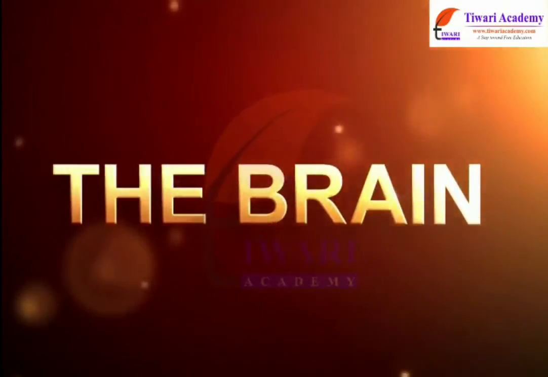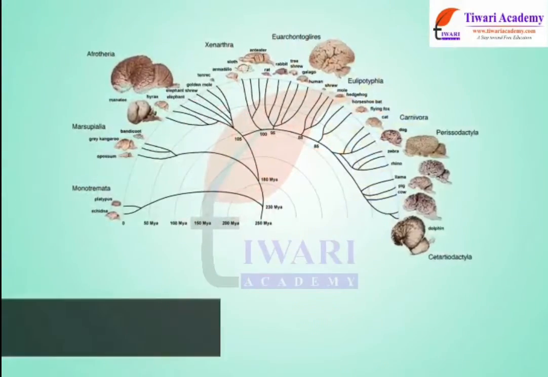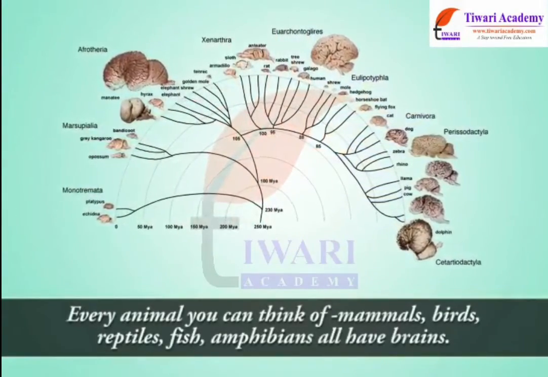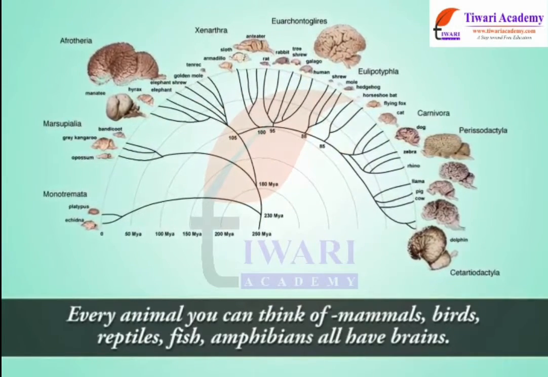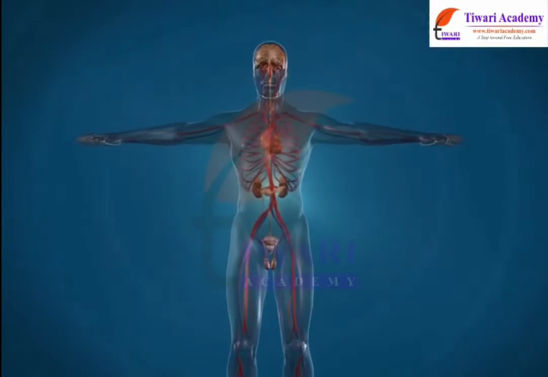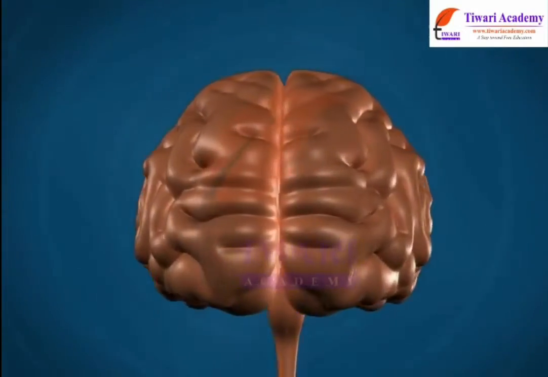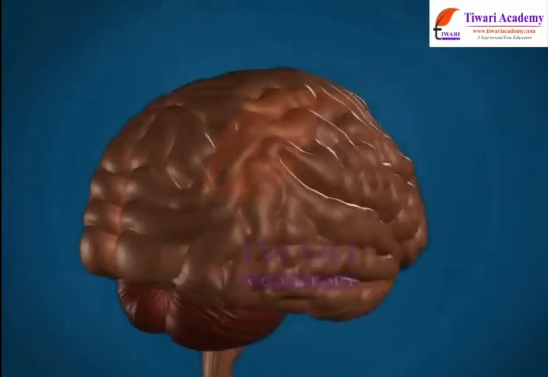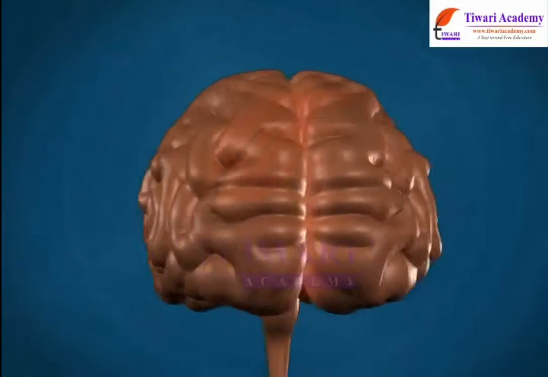The brain. Every animal you can think of, mammals, birds, reptiles, fish, amphibians, all have brains. But the human brain is unique. It gives us the power to think, plan, speak, imagine. It is truly an amazing organ.